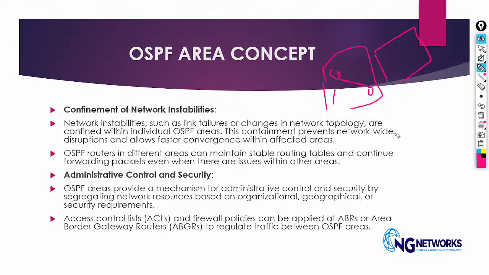Administrative control and security: a mechanism for administrative control and security by segregating network resources based on organizational, geographical, or security requirements. It also provides us security. As an administrator, I can secure my communication, where to where I have to communicate in the internal network, by giving ACLs, access lists.